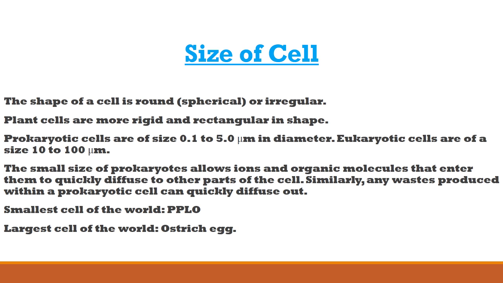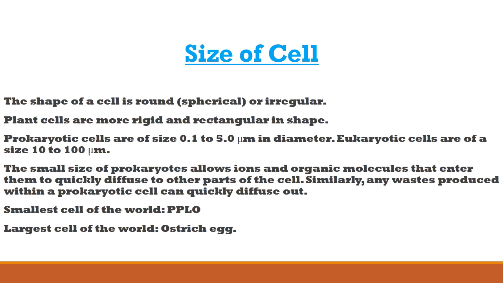Size of cell. The shape of a cell is round to irregular. Plant cells are more rigid and rectangular in shape. Prokaryotic cells are of size 0.1 to 5 micron in diameter. So the small size of prokaryote allows ions and organic molecules that enter them to quickly diffuse to other parts of the cell. Similarly, any waste produced within a prokaryotic cell can quickly diffuse out. It means all functions are done by a single cell.